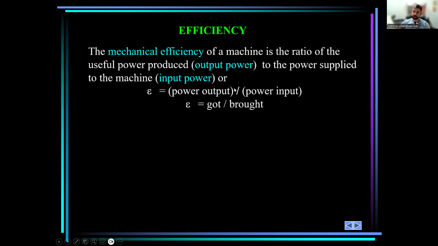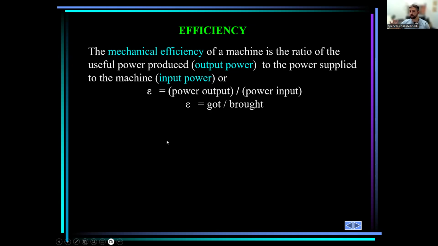Okay, let's also talk about efficiency. And this is exactly the same as thermodynamics if you're in that class. Got over brought is what we like to say for calculating an efficiency. So if we are bringing in some amount of power, whether that's a heat source or maybe an electrical battery providing a certain amount of power, that would be your brought. We're bringing in that much electricity or heat or whatever power it is, and we're getting out a certain amount of power.